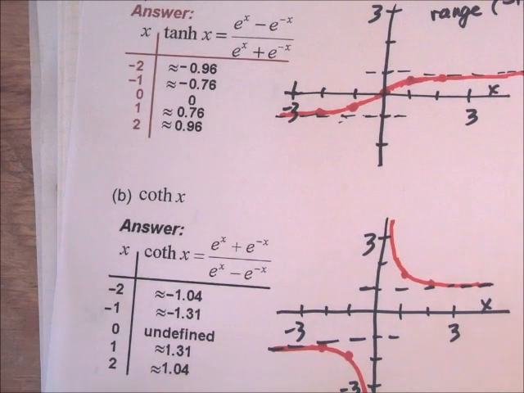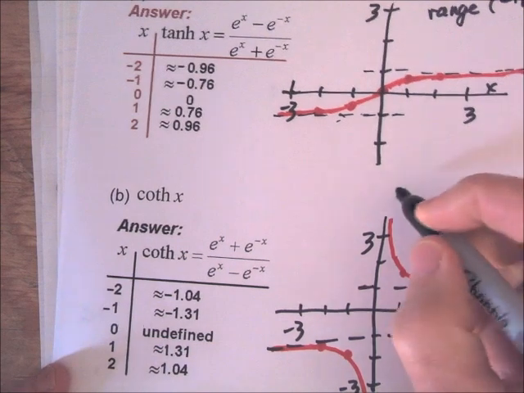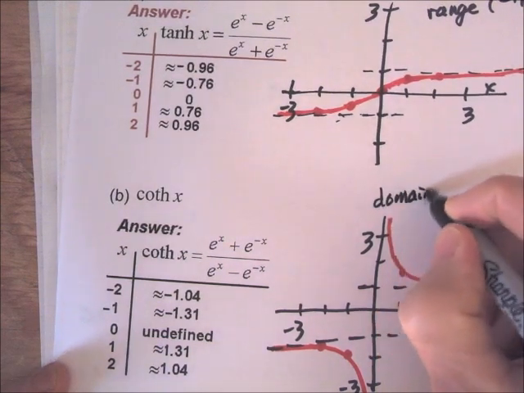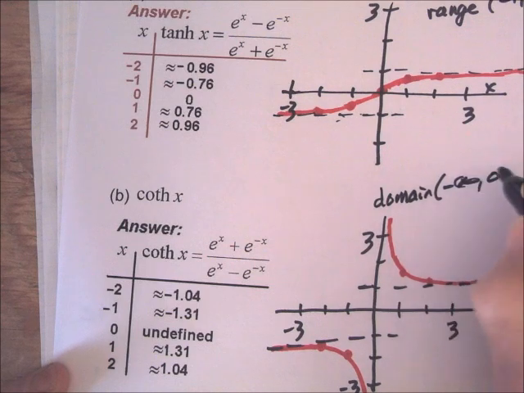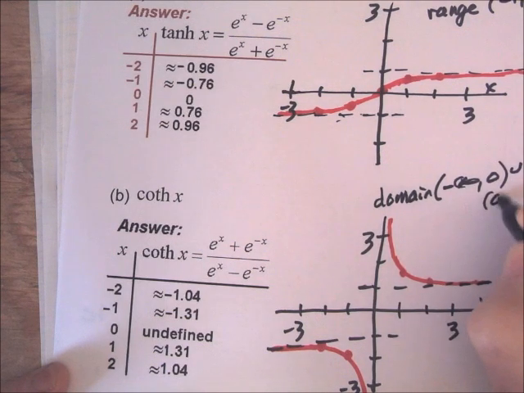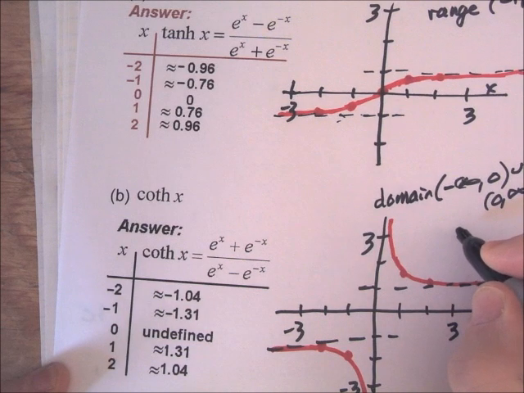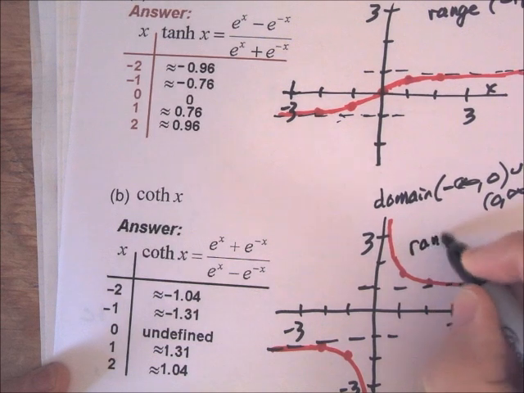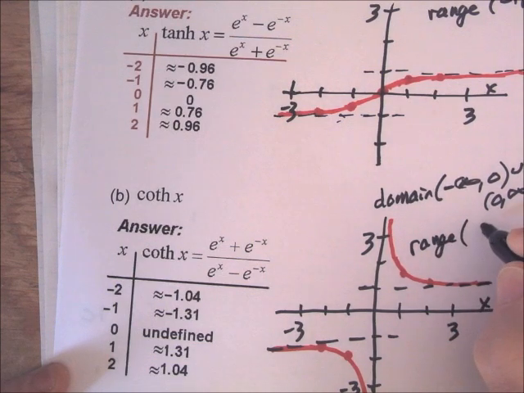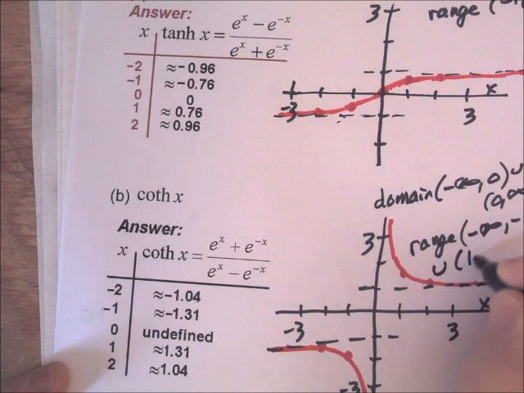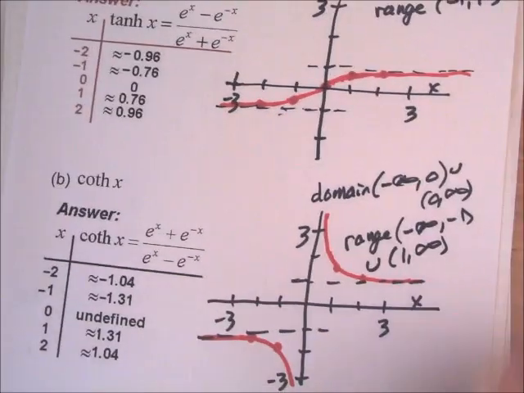Okay, so this is the coth, and take note of the domain and range here. The domain would be minus infinity to 0, union 0 to infinity, and the range is minus infinity to minus 1, union 1 to infinity. Okay, and when we compute the coth inverse, the domain and range are going to switch.